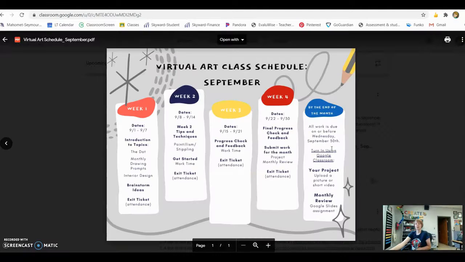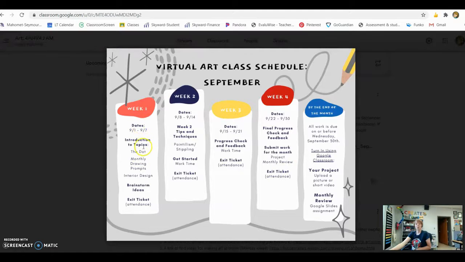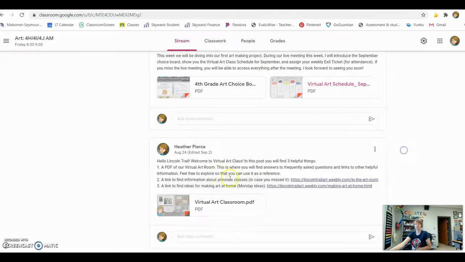So the first thing we talked about is our schedule. Our schedule for every month is going to look the same. We are in week 1 this week, where we have an introduction to the monthly choice board. We're going to brainstorm some ideas and fill out your exit ticket. As each week then progresses, we will work on and complete our projects in our meetings.